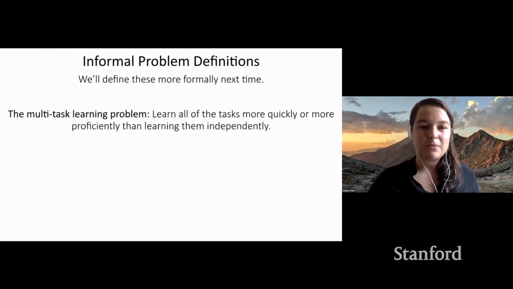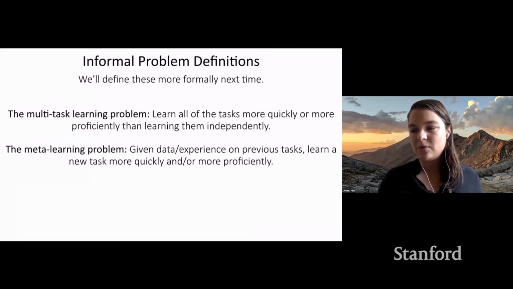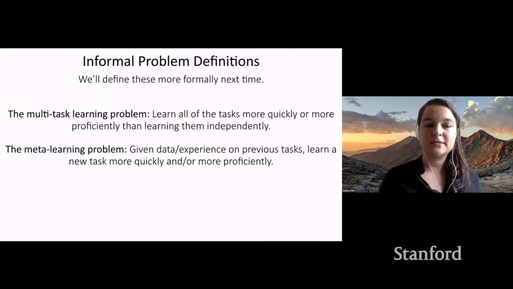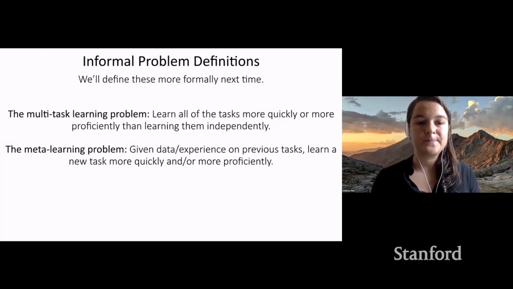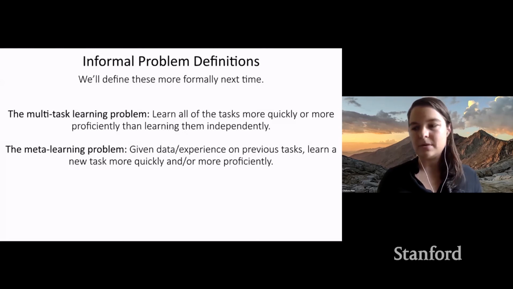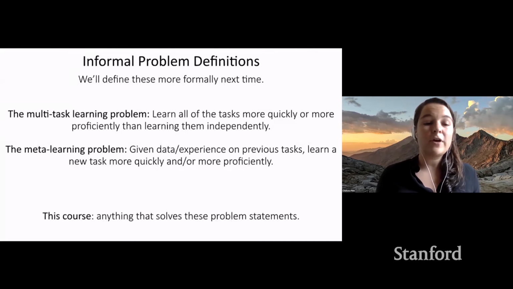First, the multitask learning problem that we'll be talking about is to try to learn a set of tasks more quickly or more proficiently than learning each of them independently. And the meta-learning problem statement will be, given data or experience on a set of previous tasks, you want to learn a new task more quickly and/or more proficiently. So these are going to be the two central problem statements that we're going to be looking at in this course. And we'll be looking at a range of methods that solve these two problem statements.